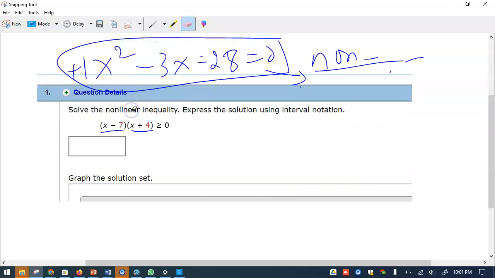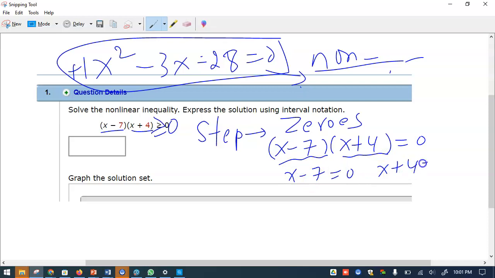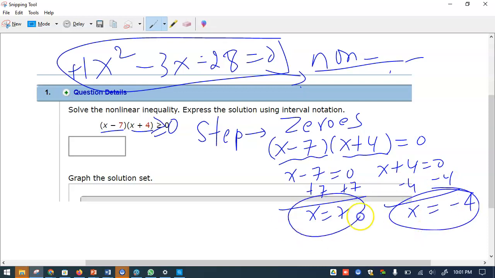All you do is find which interval it is greater than or equal to zero. So step one is to figure out the zeros. Find out when the whole thing, let's say x minus 7 and x plus 4, is equal to zero. By the zero product property, either the first one is zero or the second one is zero. You can use your regular calculations to see that x equals 7, and subtracting 4, x equals negative 4. These are the two numbers.